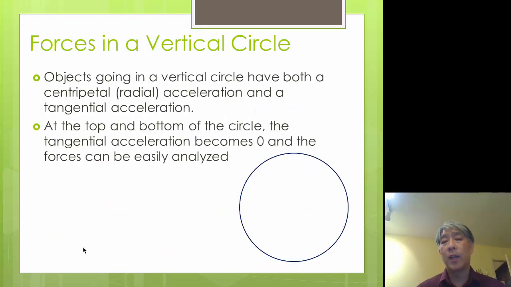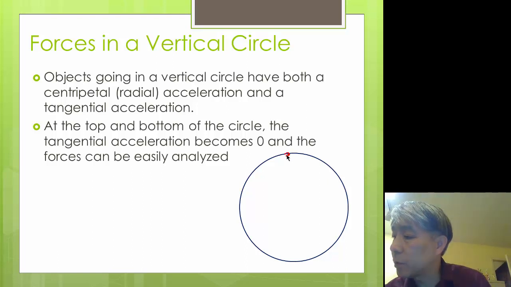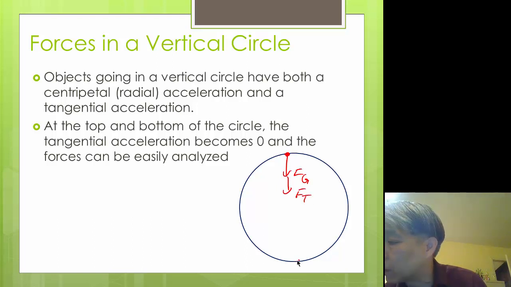When I get into a vertical circle, objects in a vertical circle are going to be speeding up and slowing down. So this object is going up and down like this, whereas a horizontal circle simply goes like this. At the top and bottom of the circle, however, my forces are going to be in the vertical direction only, assuming it's a string or something along those lines.